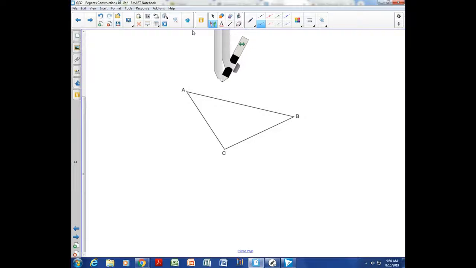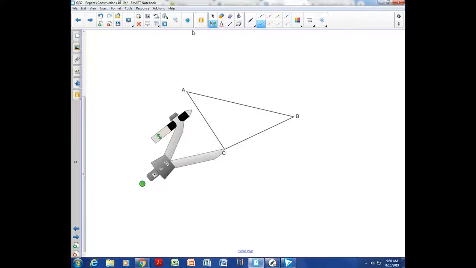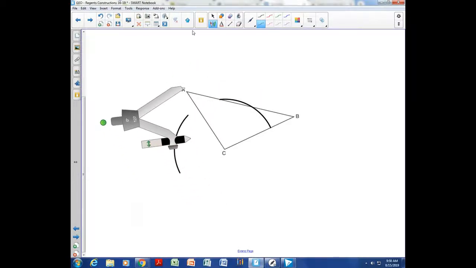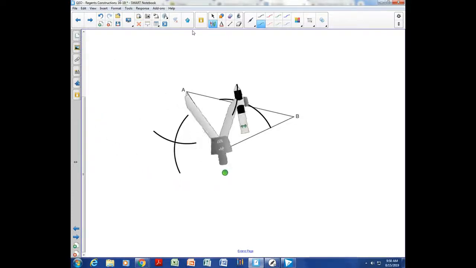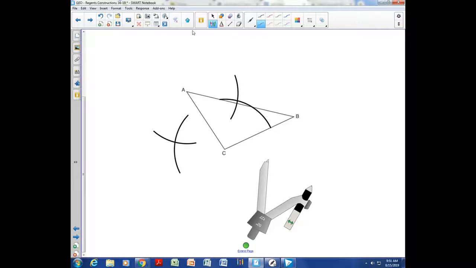Now, finding the midpoint is very similar to doing the perpendicular bisector. I'm going to go to one of the sides, more than halfway to A, right? That's side AC. I'm going to draw an arc both above and below that side, and with the same exact radius, I'm going to intersect that on both sides. I know some of you like to draw the whole entire circles when you're doing constructions. That's absolutely fine.